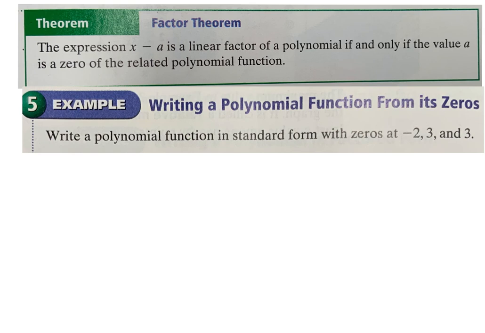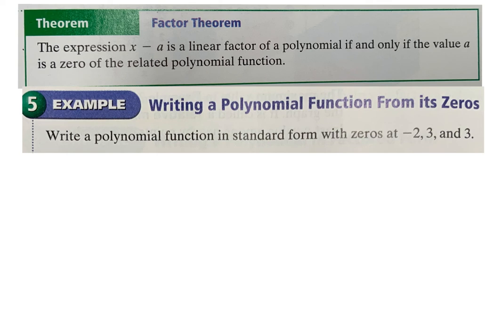So this is called the factor theorem. It's at the very bottom of page 309. The expression x minus a is a linear factor of a polynomial if and only if the value a is a 0 of the related polynomial function. So the expression is a linear factor only if, when you set that equal to 0, it crosses the axis. Now, why is it telling you that? It's just kind of a back and forth. If you think of geometry like converse, if you factor it and set it equal to 0, you get your zeros. If you have your zeros, you can put them into factored form and find the polynomial, okay?